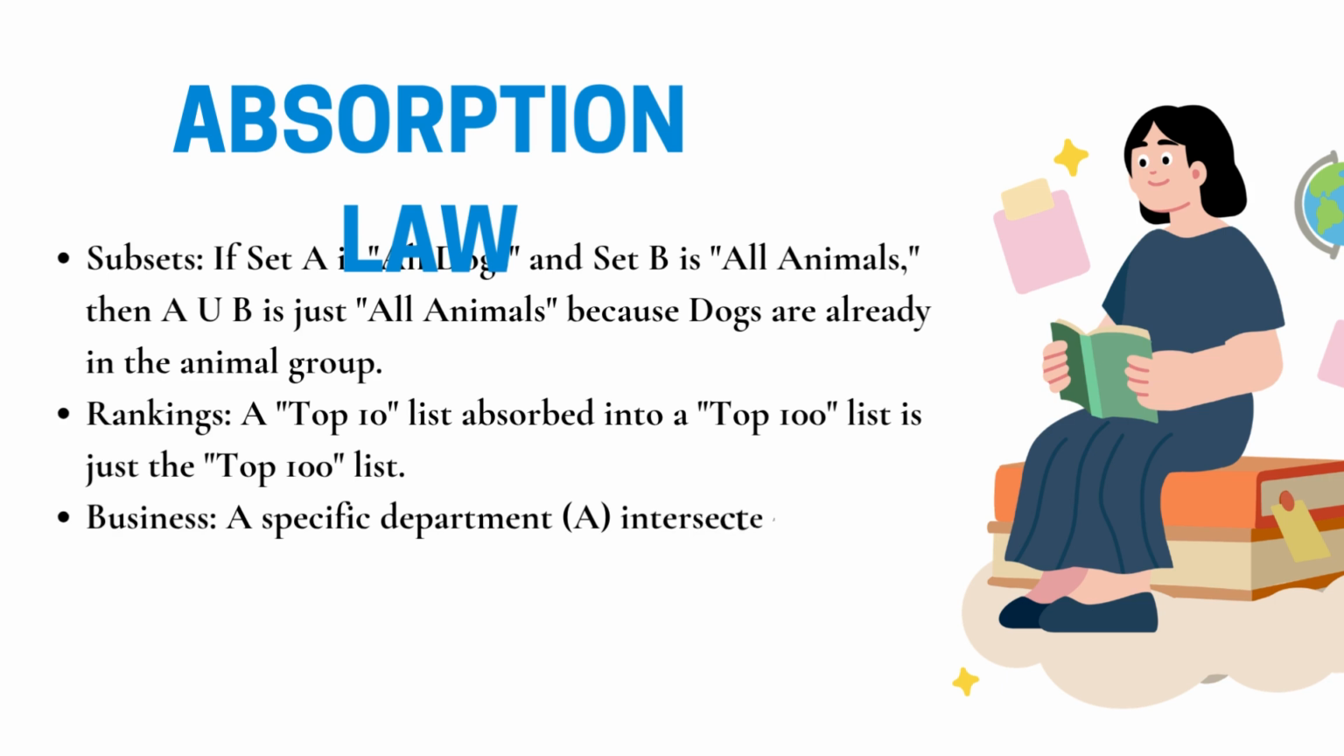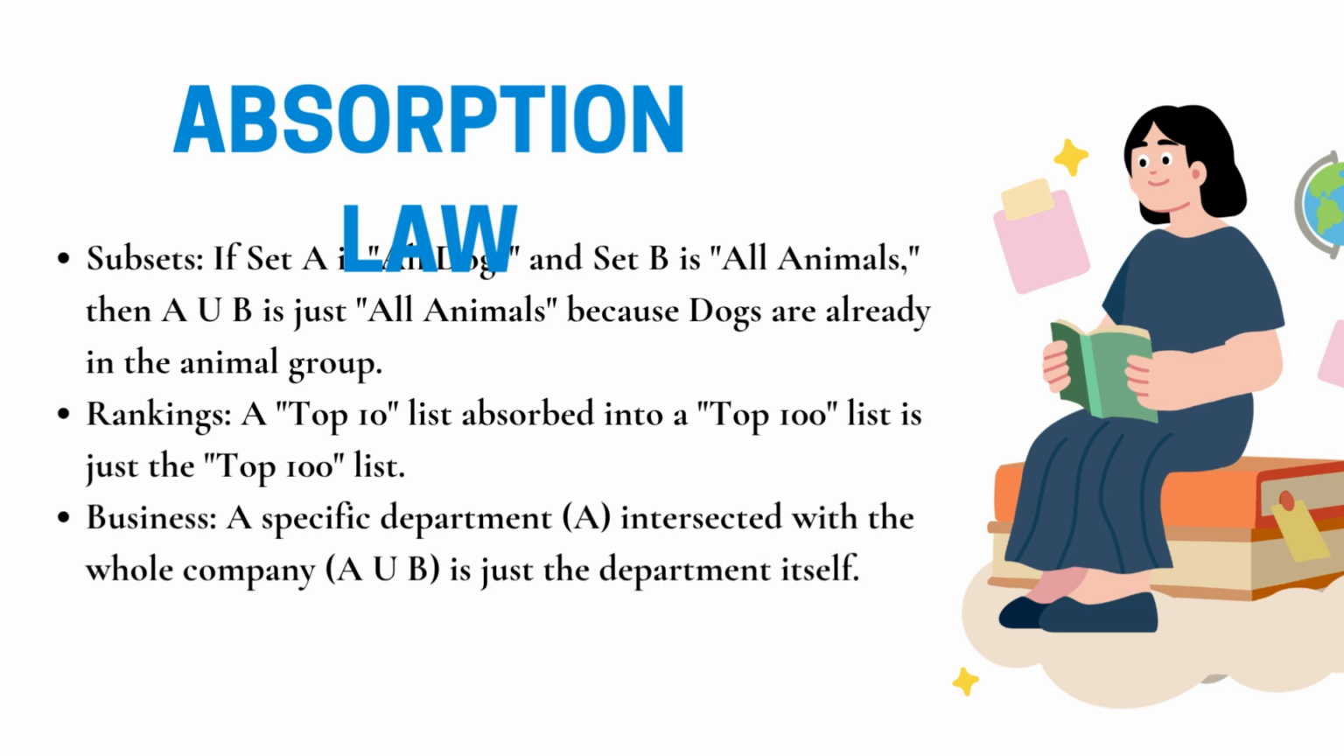Rankings. A top 10 list absorbed into a top 100 list is just the top 100 list. Business. A specific department, A, intersected with the whole company, A union B, is just the department itself.